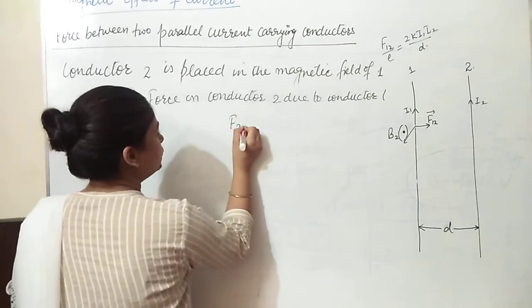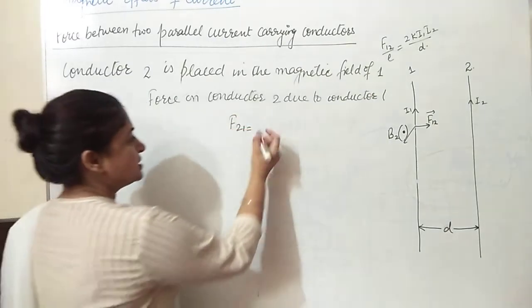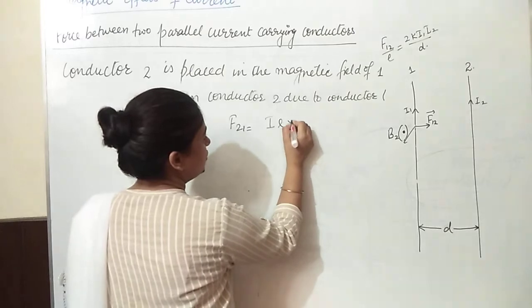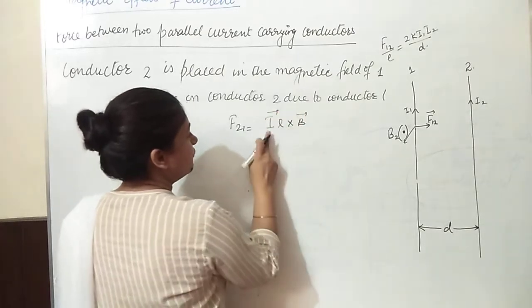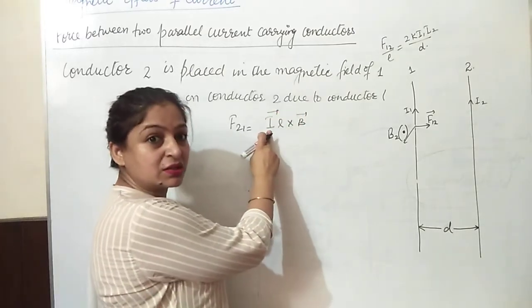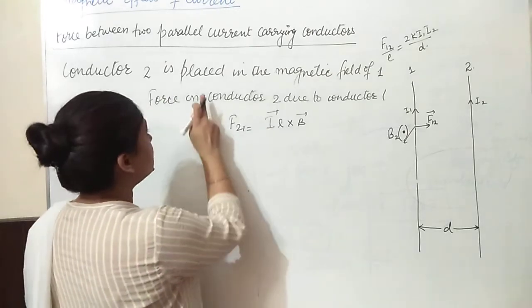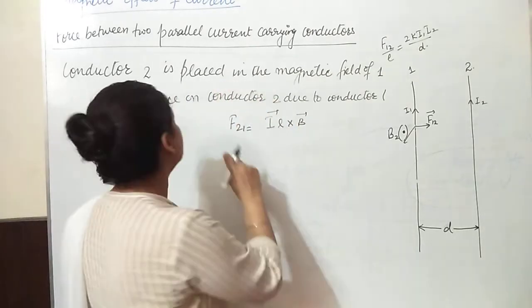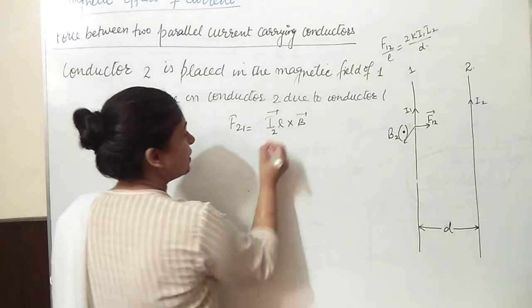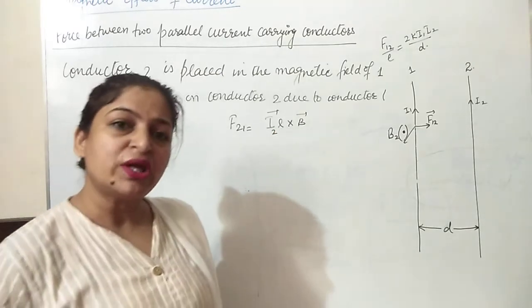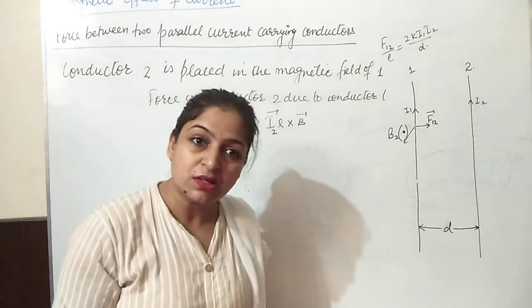So F21. Basic formula is IL cross B. Which current? The conductor which is carrying that current. Which conductor? The one on which we want to find out the force, conductor 2. And which magnetic field do we have to write? The magnetic field in which conductor 2 is placed.